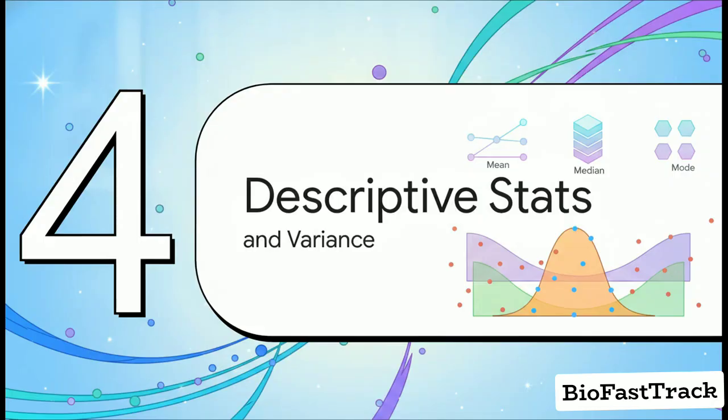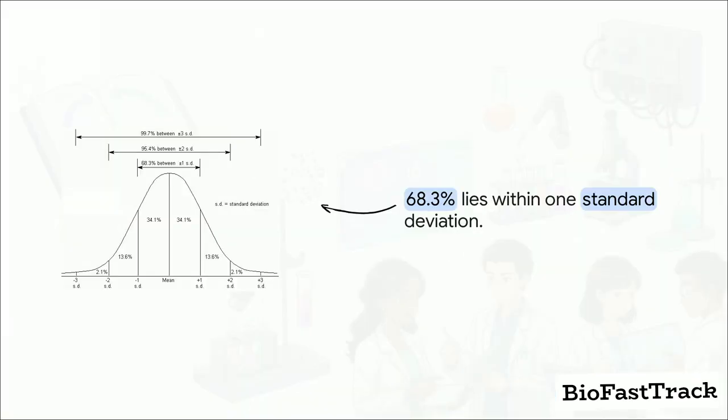Section 4. Descriptive Statistics and Variance. Descriptive stats like the mean, median, and mode help us pinpoint the center of our sample. But to truly understand the spread of the data, we use standard deviation.